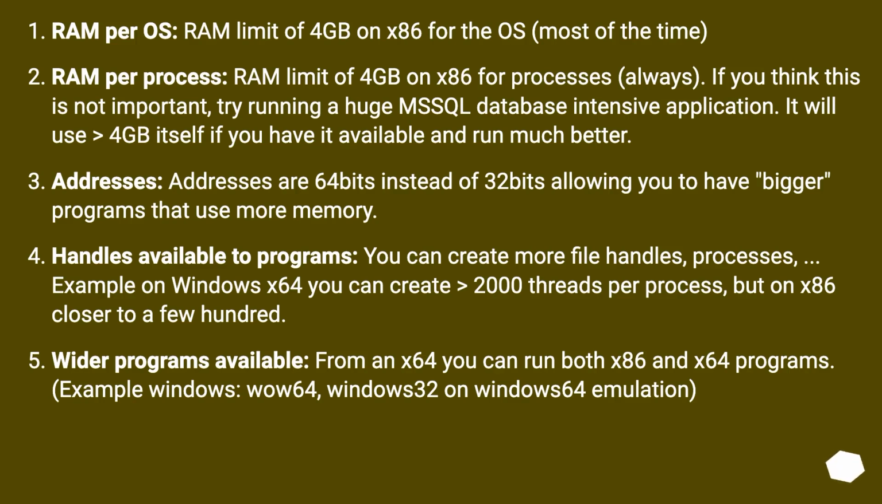Addresses are 64 bits instead of 32 bits, allowing you to have bigger programs that use more memory. Handles available to programs. You can create more file handles. Processes. Example, on Windows x64 you can create up to 2000 threads per process, but on x86 closer to a few hundred. Wider programs available. From an x64 you can run both x86 and x64 programs. Example, Windows, WoW64, Windows 32 on Windows 64 emulation.